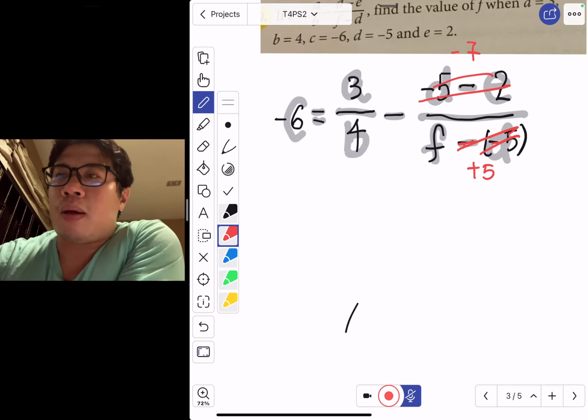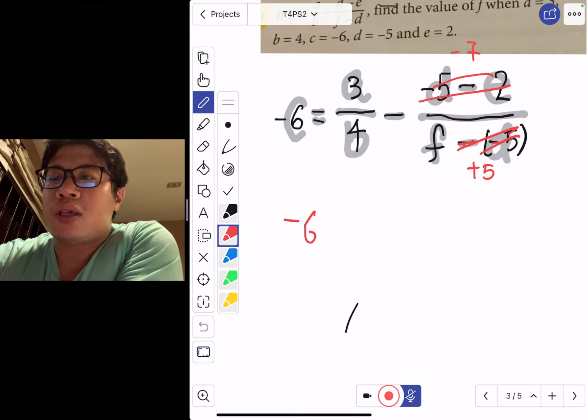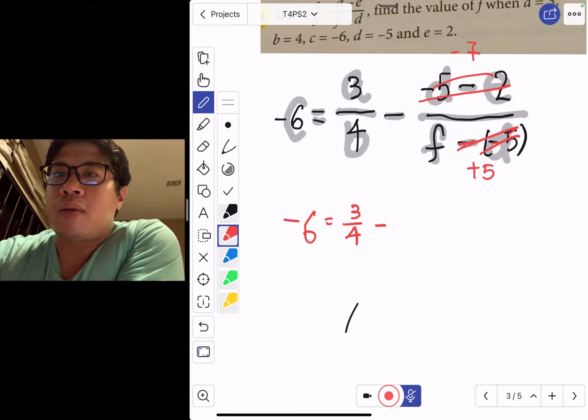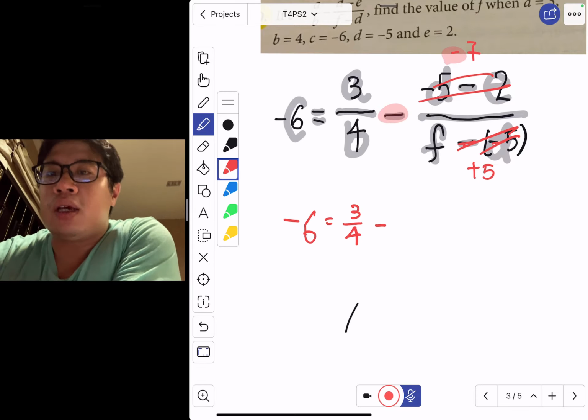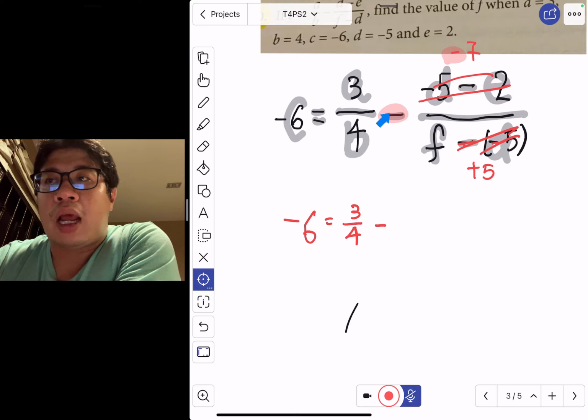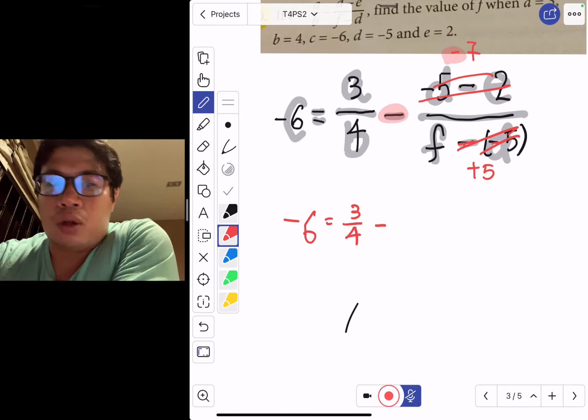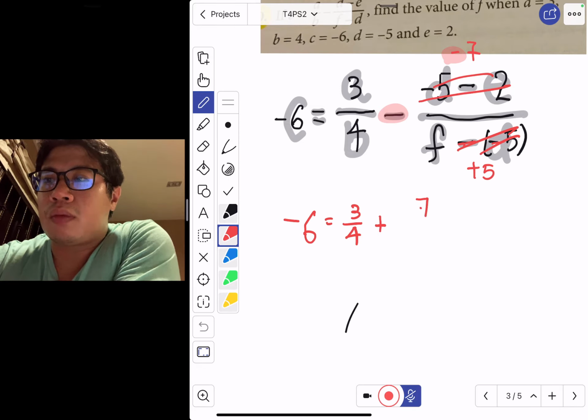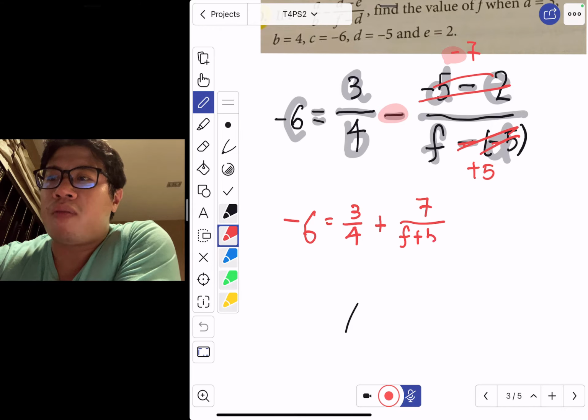So the next step, I'm just going to write it nicely. Negative 6 equals 3 over 4 minus, and there's a minus of a minus 7 here. If you have a minus 7, this is like you have a negative times negative. If you minus negative 7, it's like plus 7. So I'm just going to put it as a plus 7. My denominator is F minus negative 5, so it's F plus 5.